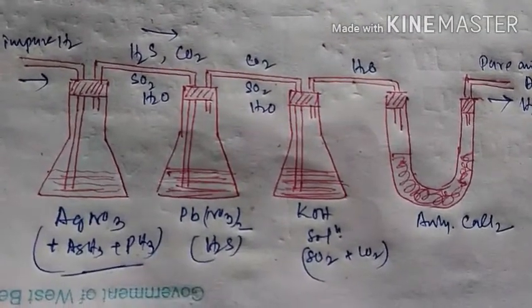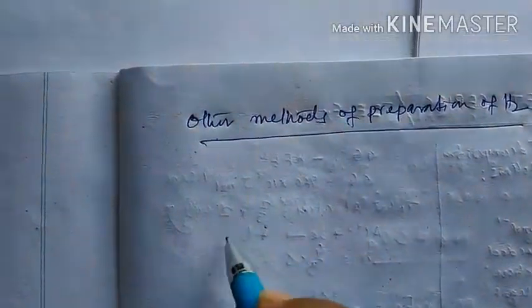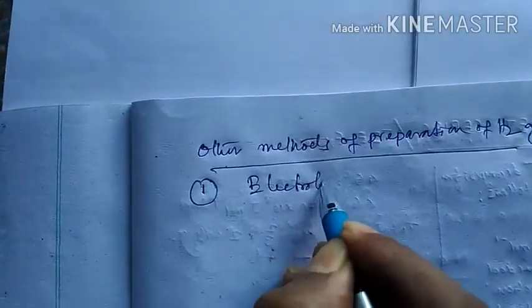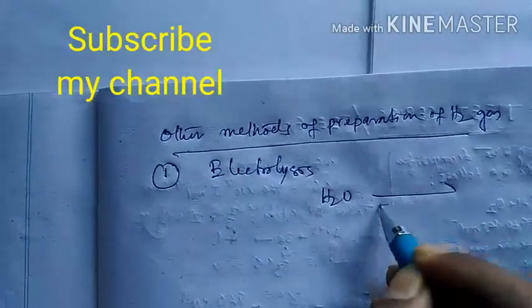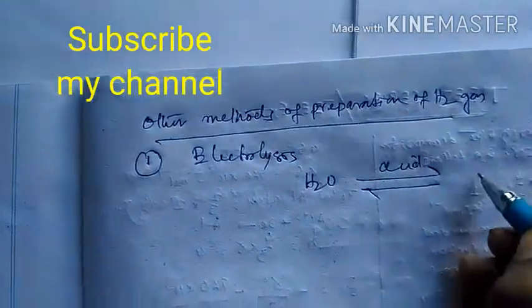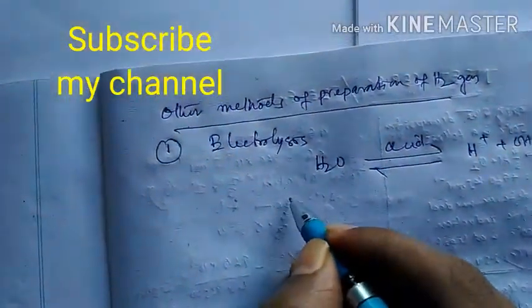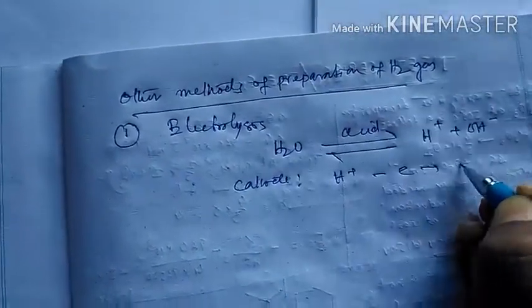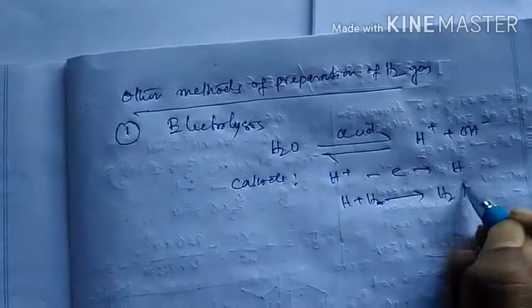Now students, there are several other methods of preparation of hydrogen gas. I am telling you one by one. By the method of electrolysis. The electrolysis method is applied when water is electrolyzed in presence of some very dilute acid. It gives H plus and OH minus. Now at the cathode, these cations remove electrons to form hydrogen, and at the cathode hydrogen gas is produced. At the anode the oxygen gas is produced. I am not writing it out here.